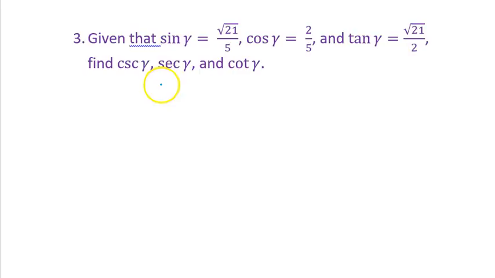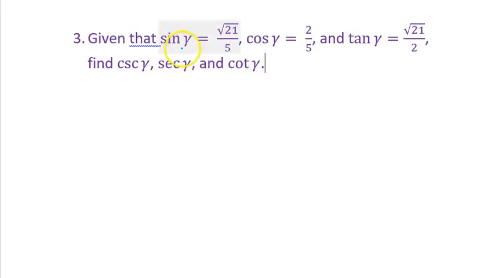Okay, for example 3, it's really similar to example 2. I mean, in fact, it reads pretty much the same. You're given the sine, the cosine, and the tangent, and asked to find the cosecant, the secant, and the cotangent. The difference is, in this case, we're going to have a square root. And when you have a square root, you may have to rationalize the fraction that you get because we don't have square roots on the bottom of fractions in this course.